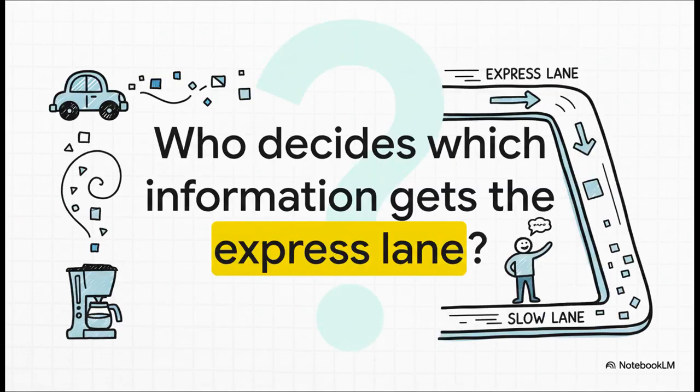And all this leaves us with a pretty fascinating question for the future. As our digital world just explodes with data, everything from our cars to our coffee makers is coming online, the need to prioritize is becoming more critical than ever. So who decides? Who gets to decide which information gets the express lane and which information gets left behind in the slow lane? That is a huge question that the engineers of tomorrow are going to have to answer.